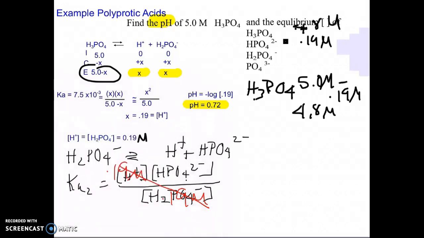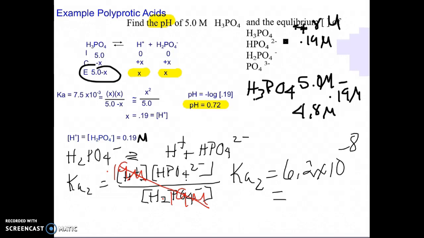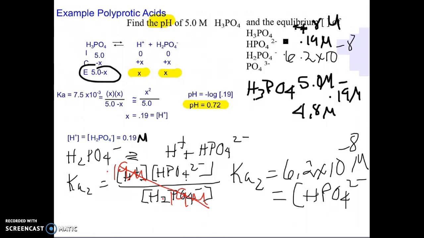That Ka2 value, 6.2 times 10 to the negative 8, is also equal to the HPO4 2 minus concentration. So that would be in molarity. So that will now be what we can put right here, 6.2 times 10 to the negative 8. Oh, I should have a negative 8 there. There we go. And then please put M's behind here. It's very hard for me to do that. So now we've got the HPO4 2 minus concentration as well.